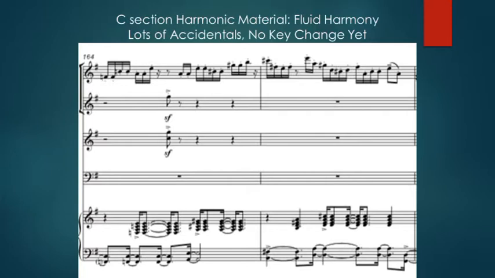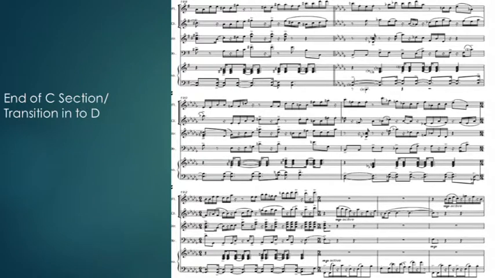Then as we move to the C section, you're going to see accidentals pop up. We're basically using almost every chromatic pitch on the screen. We have F sharps, F naturals, C sharps, C naturals. Then by the end of the C section and the transition into D, where we have our 7-8, we're going to blow the lid off the thing.